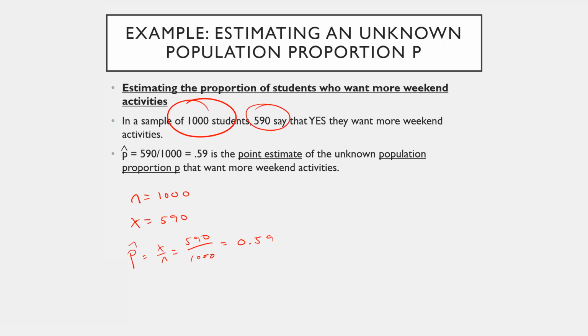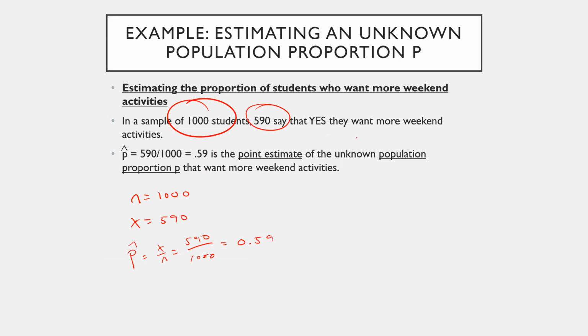So now here's my question for you, and this is why we need confidence intervals. Do you think exactly 59% of WCC students want more weekend activities? No, it's not 59%. It's probably really close, but it's not exactly 59%. That's the whole point of statistics. It's close, it's a good estimate, not the real value.